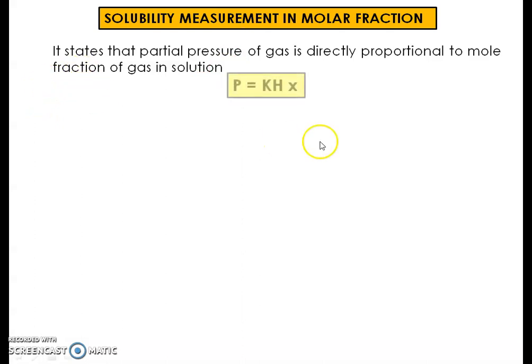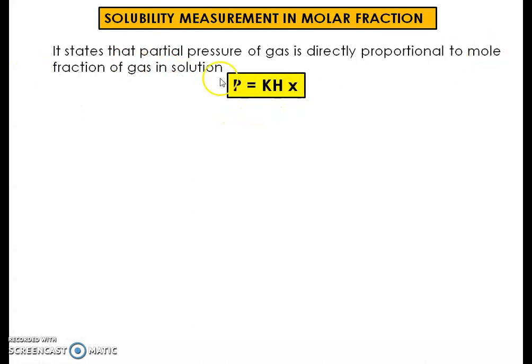So the equation is explained like P = Kh × X, where P is nothing but the partial pressure of that gas, and Kh is a constant, Henry's constant again, and X is what?